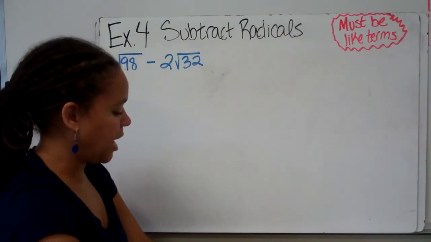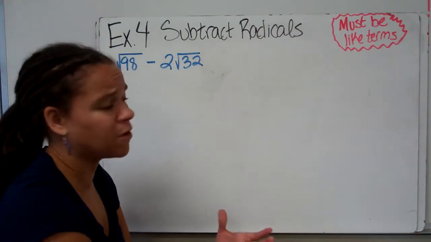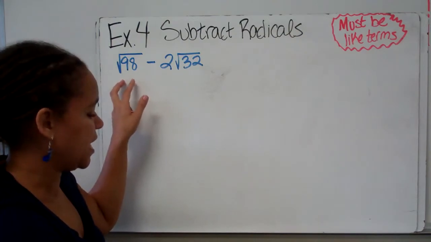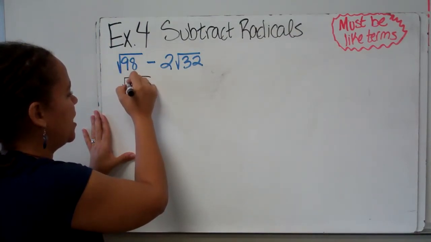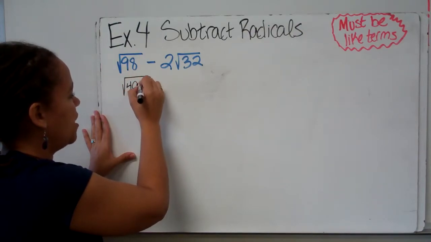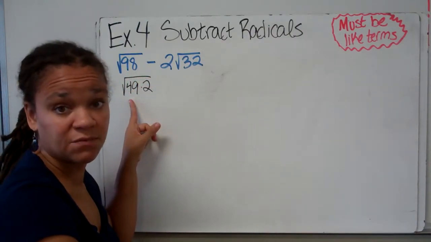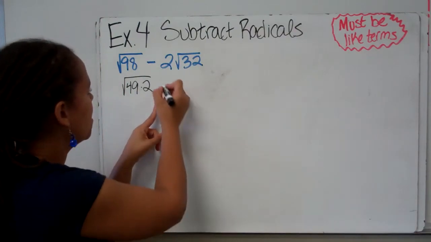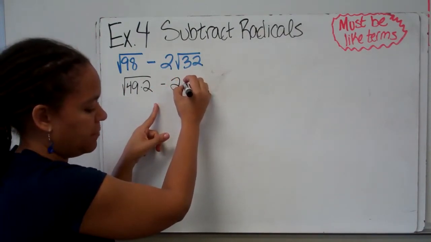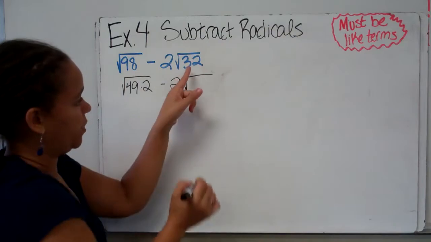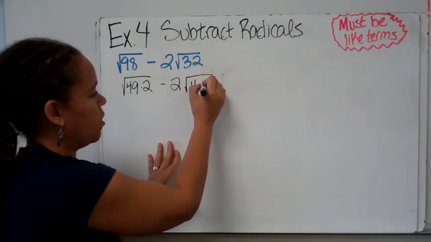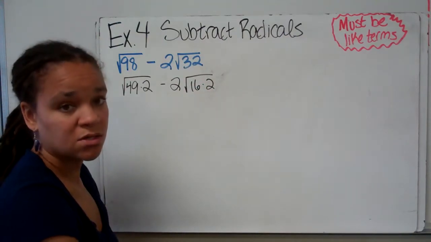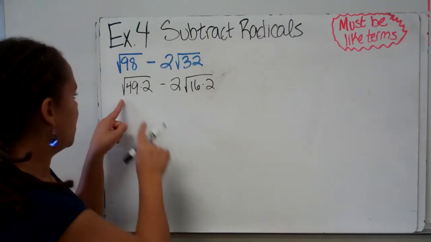I don't have any like terms, but I can change them so that they do have like terms. Let's first look for some perfect squares and see if we can break these down any easier. So here I would break 98 down into 49 times 2. Why did I choose that? Because 49 is a perfect square. Minus 2 times, let's break down 32, look for its factors that are perfect squares. We did this one already, 16 times 2. So now let's see if that gets us anywhere.